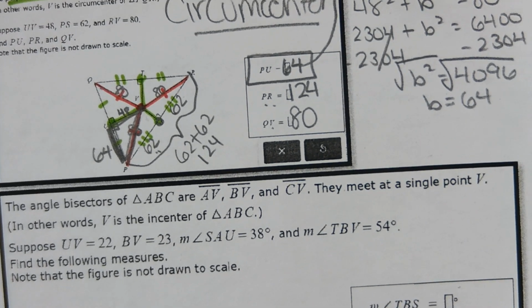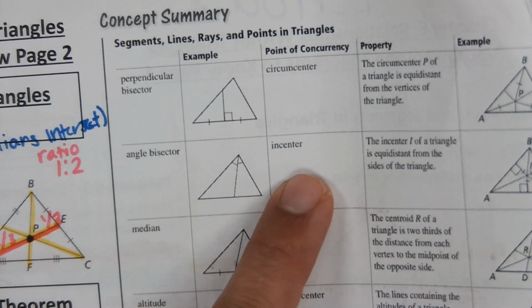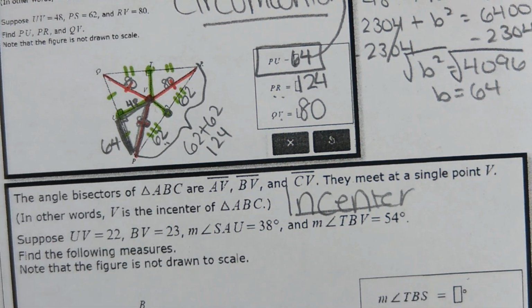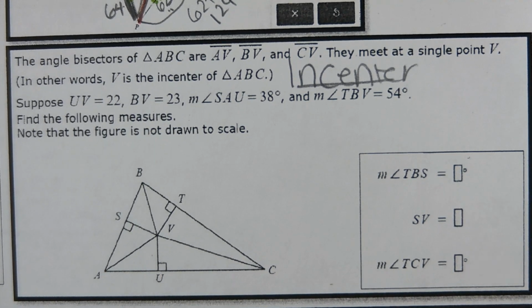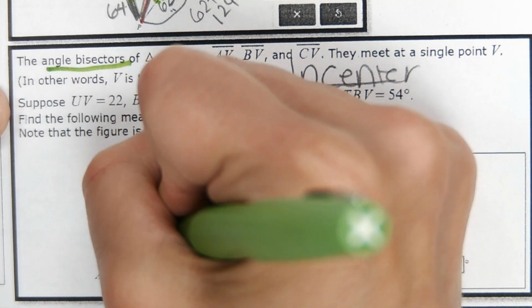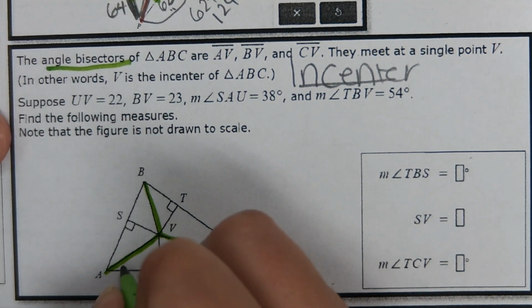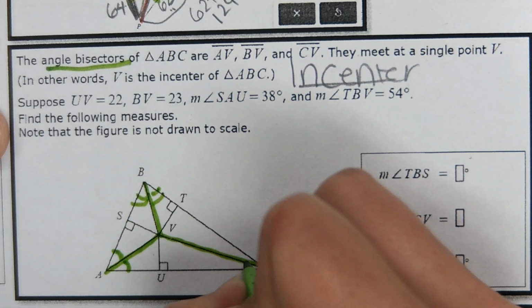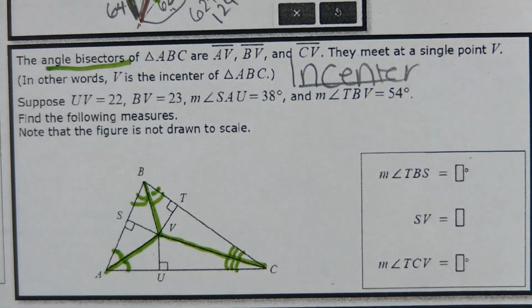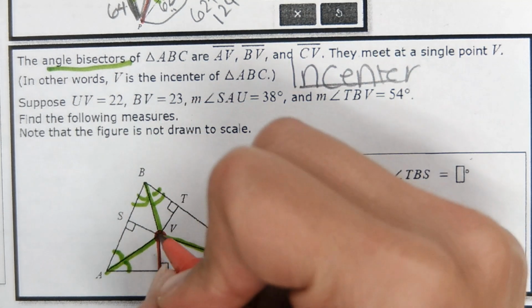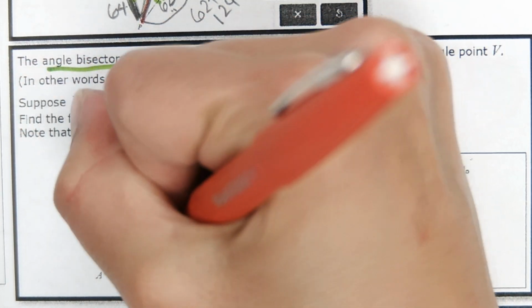Okay, and then the next one, angle bisectors. Angle bisectors make the incenter, so maybe make a note: incenter. And so I'm going to highlight all the angle bisectors. This is an angle bisector, this is an angle bisector, and this is an angle bisector. With it bisecting the angle, this side of the angle is the same as this side, and this side is the same as this. And then the incenter is the same distance to each of the sides. So these red lines are all the same length.